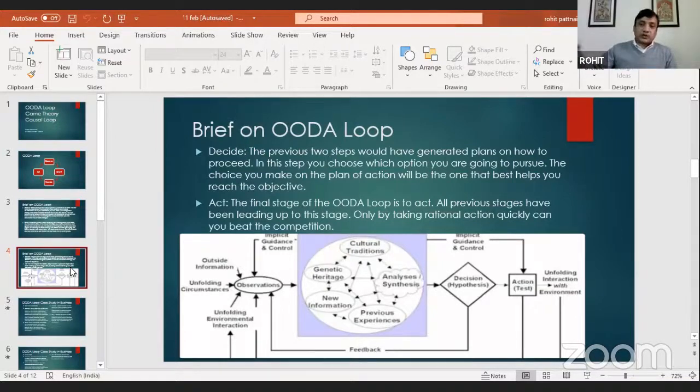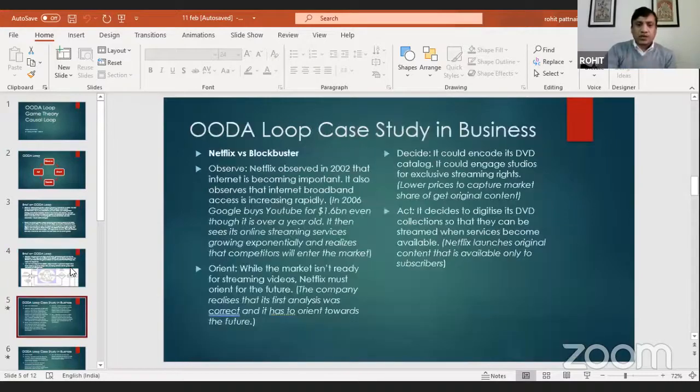If it doesn't work out in the marketplace, instantly you go back to the drawing board, again you go back and do the loop again to rectify it. Now, let me take you to a case study. Very brief one. All of y'all probably use Netflix now. I mean, it's practically common everywhere.